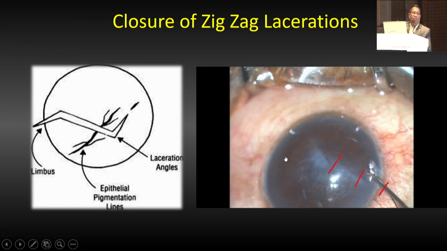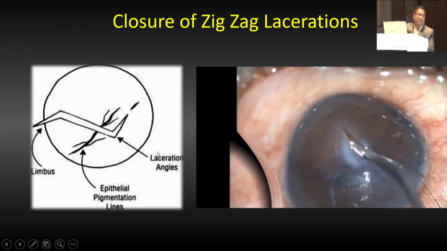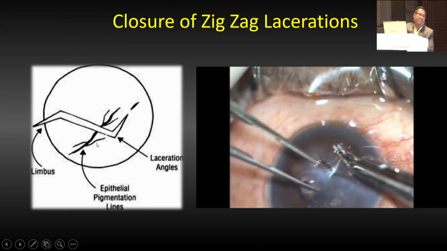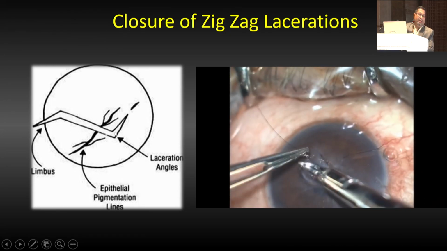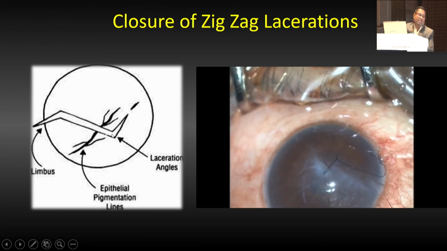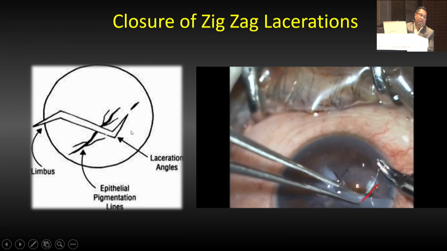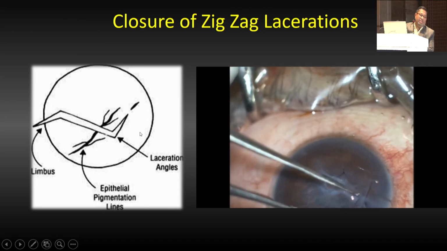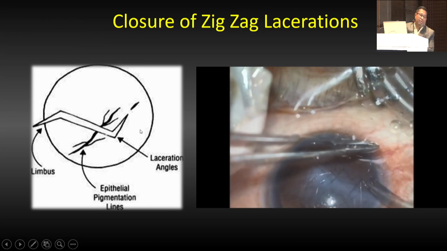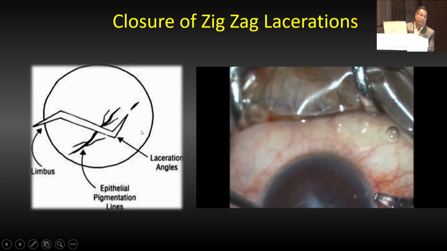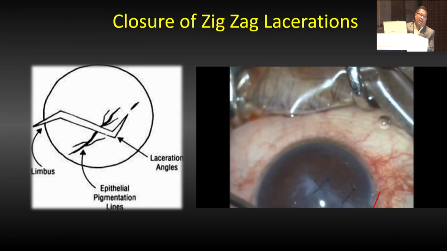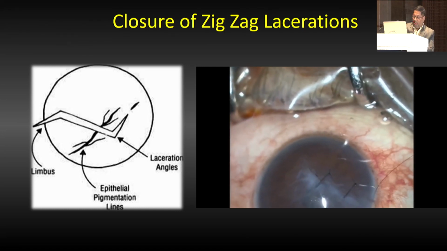This is the principle of suturing. These are the anatomical landmarks. The limbus is one of the landmarks, then the vessels or the pigment line, the epithelium, and the cut angles or the laceration angles. In this case we don't have any anatomical landmark other than the laceration angle, so we are suturing the laceration angle. Here also we could have started at the limbus first. The limbus has to be done first, and then go inside the cornea.